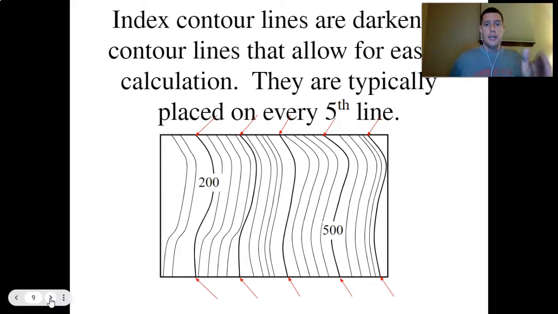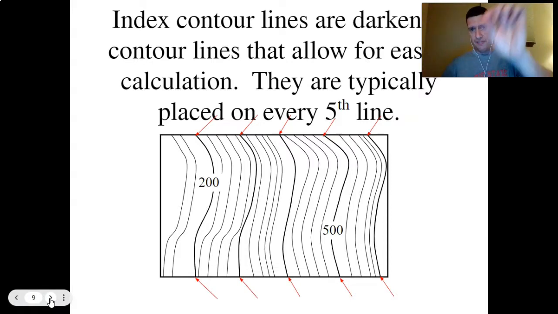Okay. Now you notice that on this map here, this is a map that has a lot of elevation change over a short distance. And it's going to be really, really tough to try to follow these lines all the way around the map. I could very easily lose what elevation I'm trying to find. So the cartographers have started to use, and they've been doing this for a long, long time now, on these maps, where they darken every 5th or 4th line. It's usually one or the other. Typically, it's the 5th line.